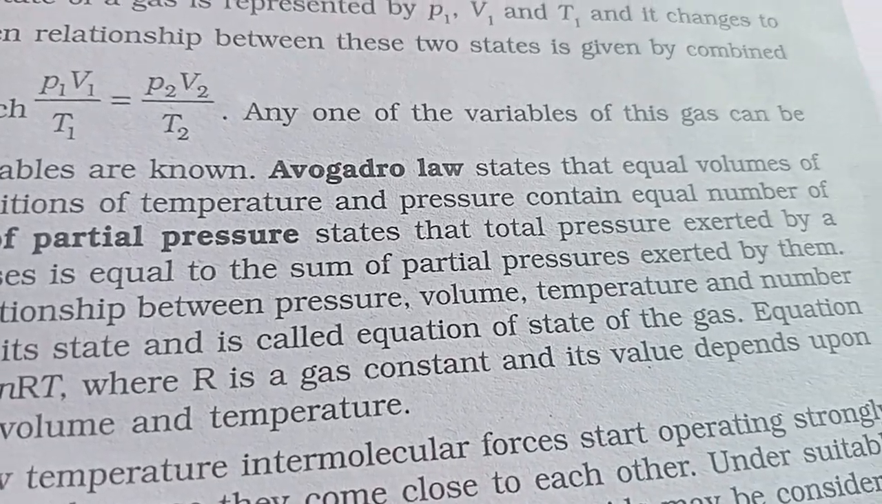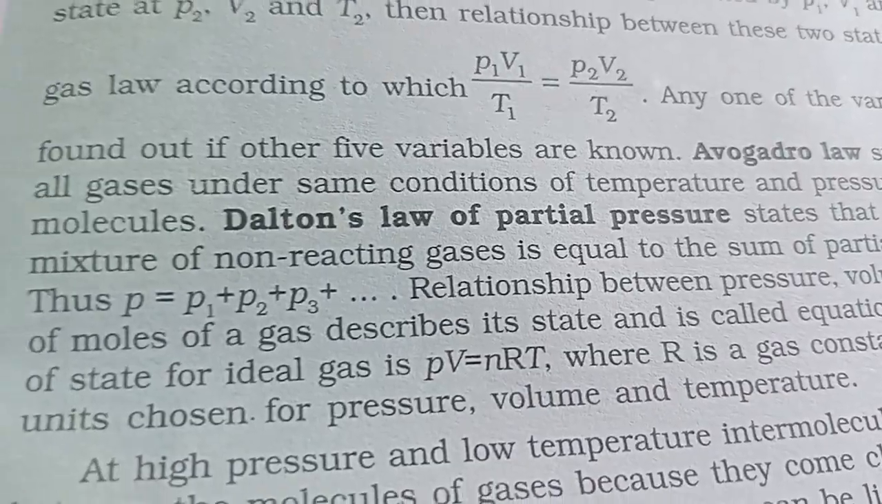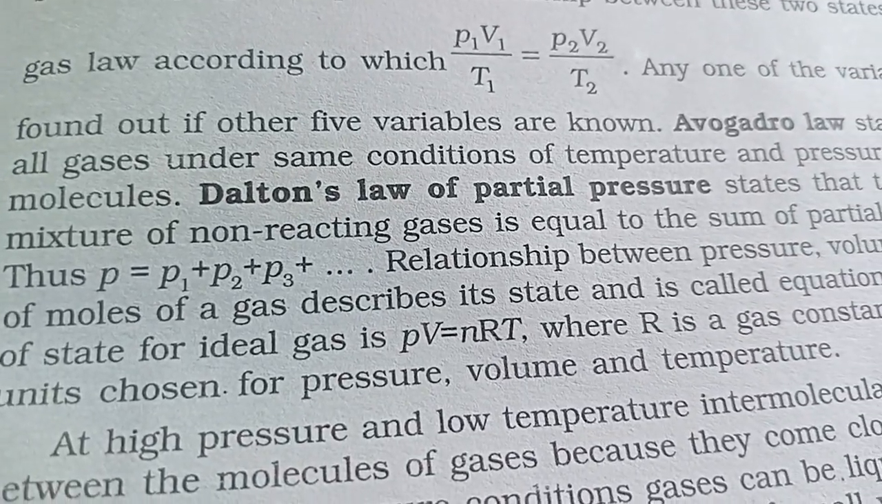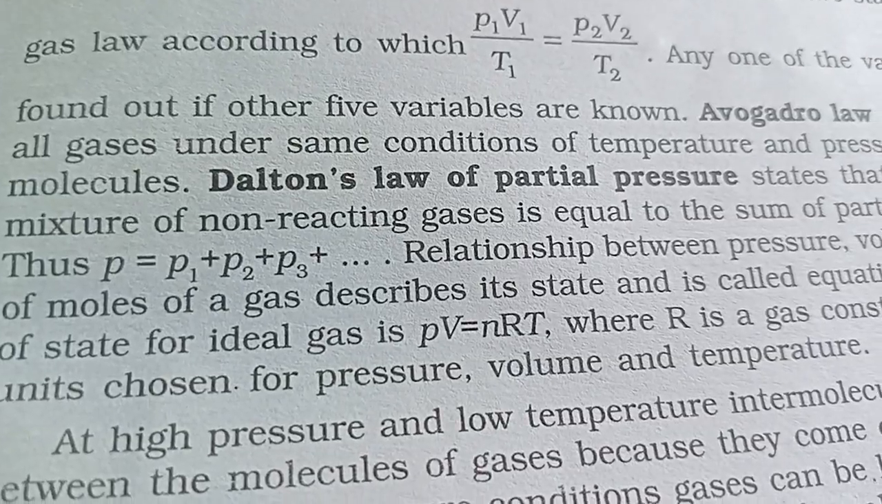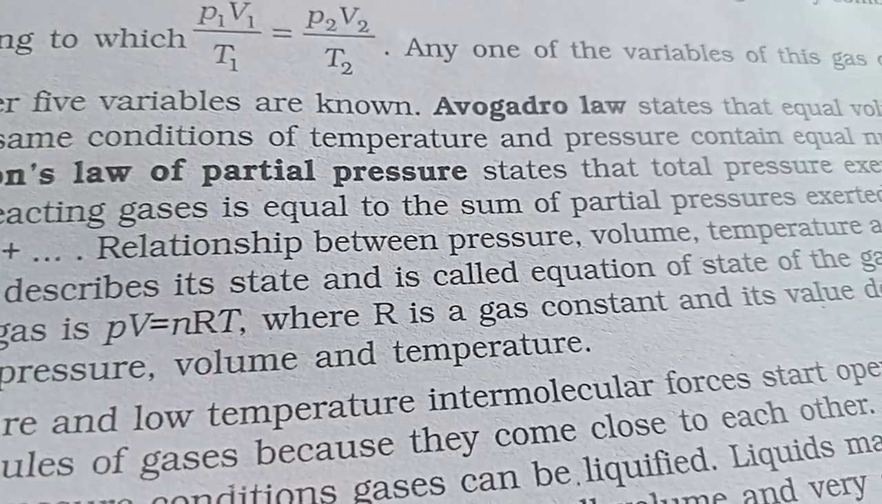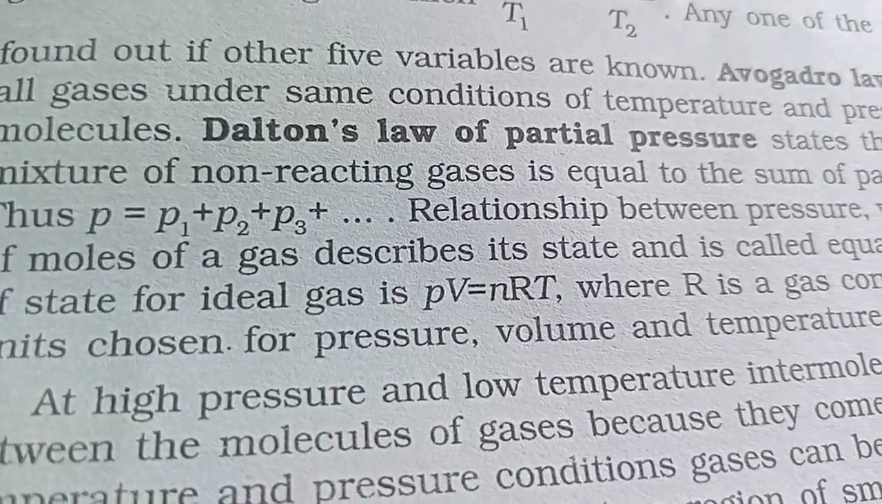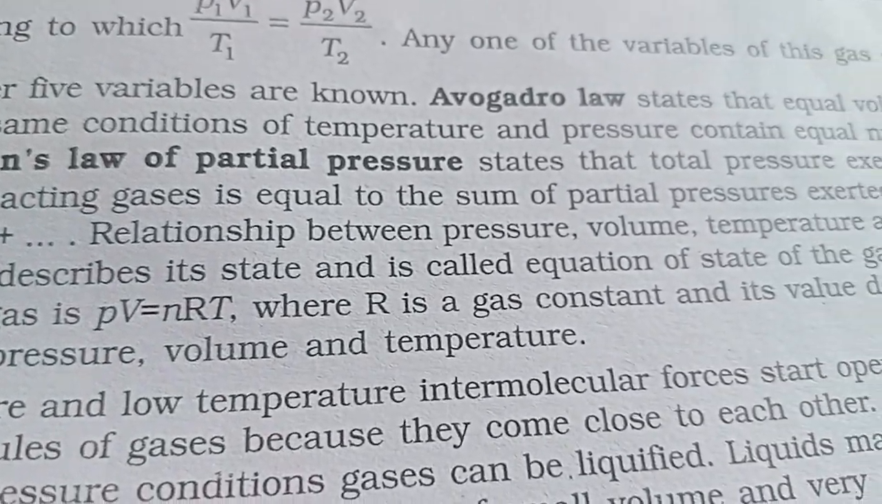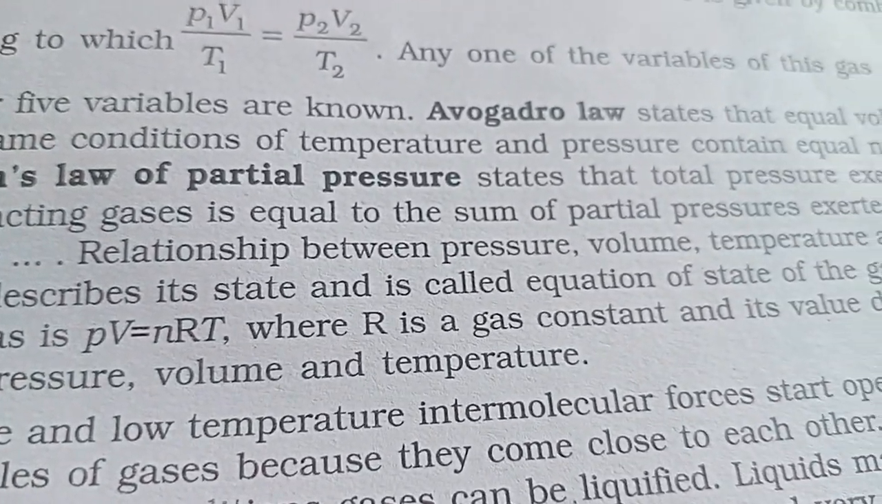Avogadro's law states that equal volumes of all gases under the same conditions of temperature and pressure contain an equal number of molecules. Dalton's law of partial pressure states that the total pressure exerted by a mixture of non-reacting gases is equal to the sum of partial pressures exerted by them. Thus, P is equal to P1 plus P2 plus P3, and so on.